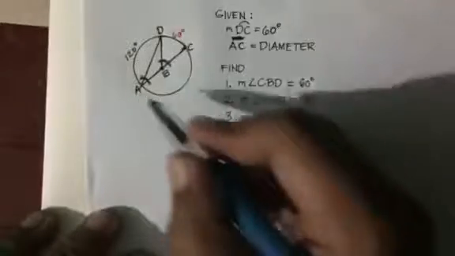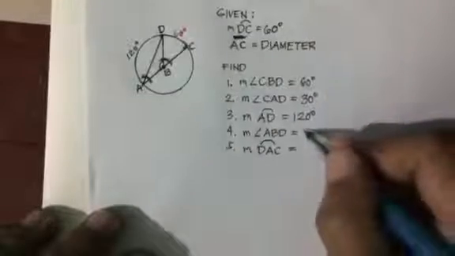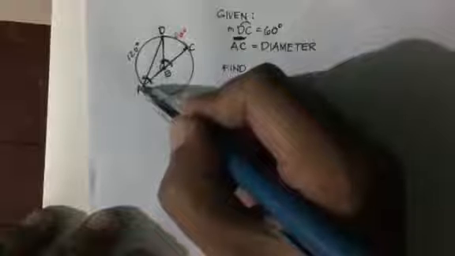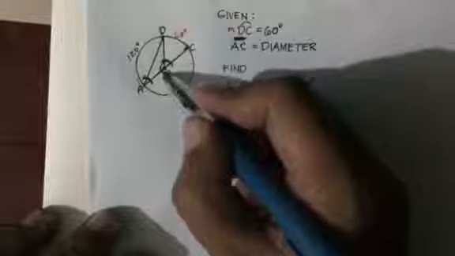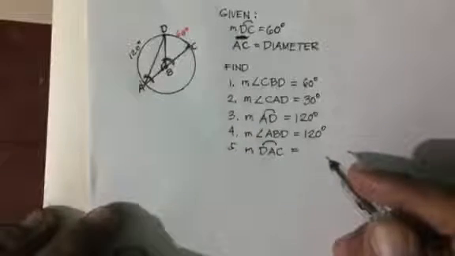Measure of angle ABD. That is also 120 degrees. Since the intercepted arc AD is 120 degrees, and angle ABD is a central angle, the measure of angle ABD is 120 degrees.